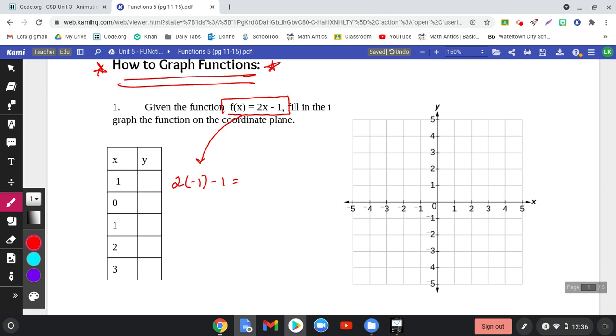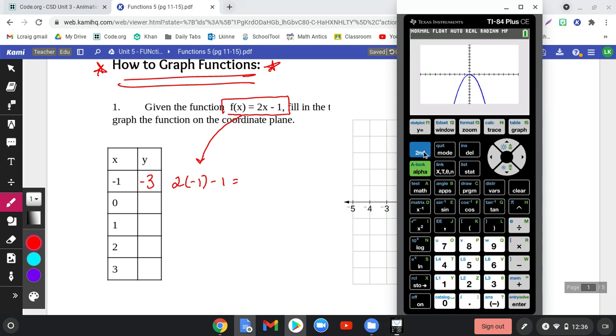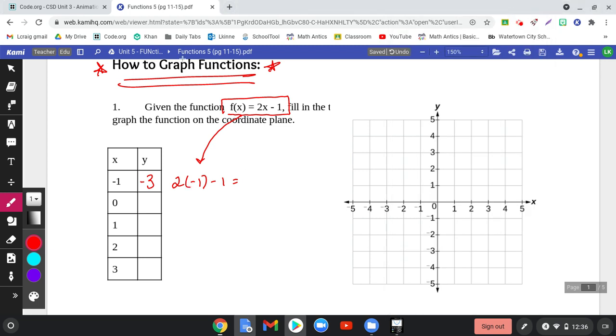That would be -2 minus 1, which is -3. All right, you could use your calculator for that. Just hit second mode to get back to the main screen. 2 times -1 minus 1. -3. Now, it's easy to mix up your signs and get the wrong thing.